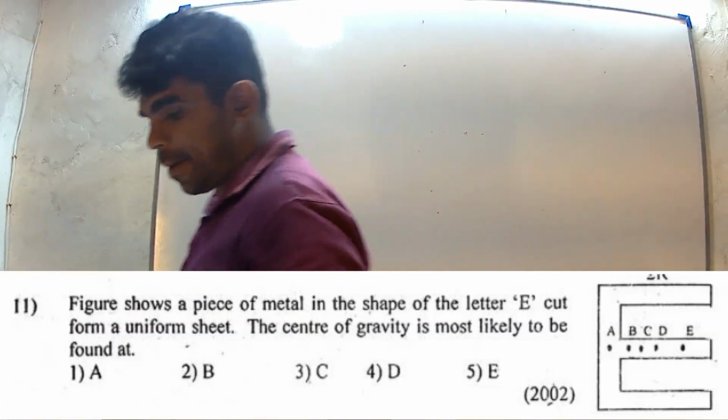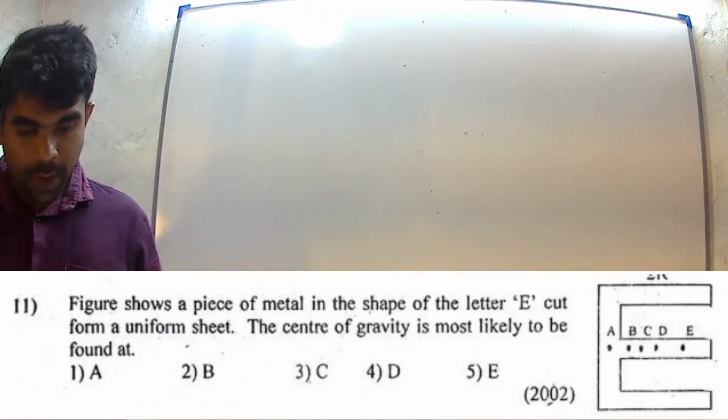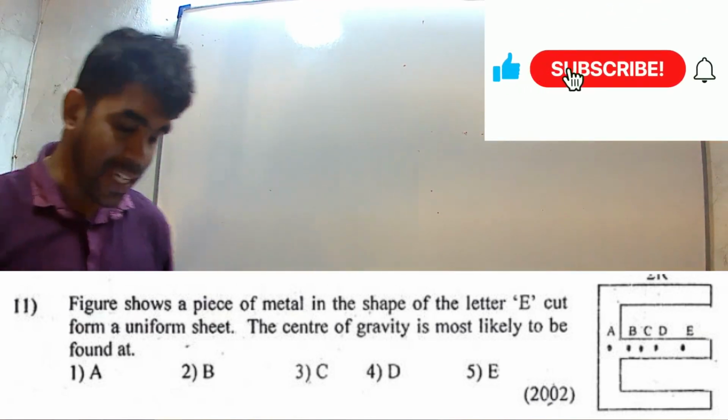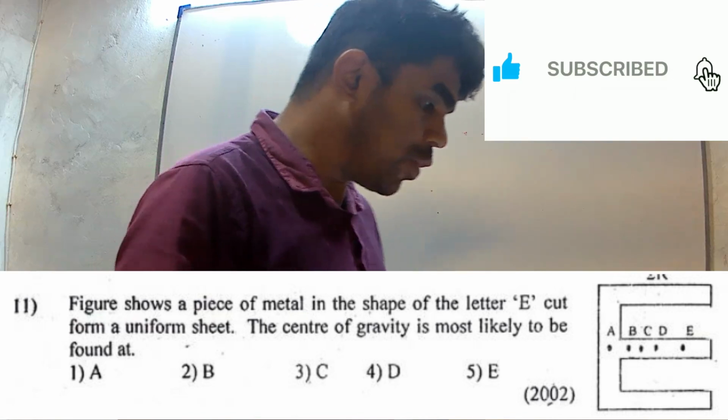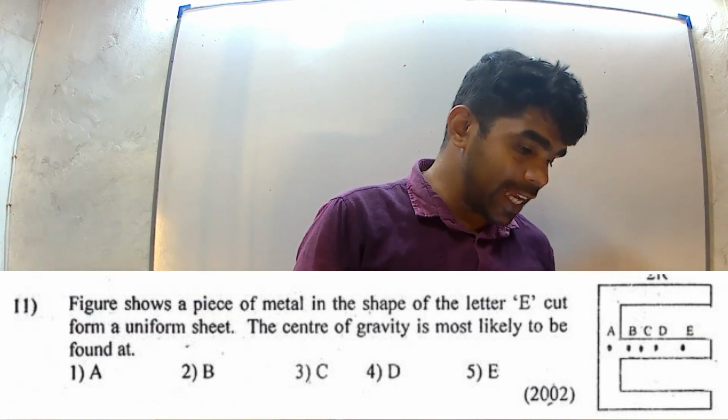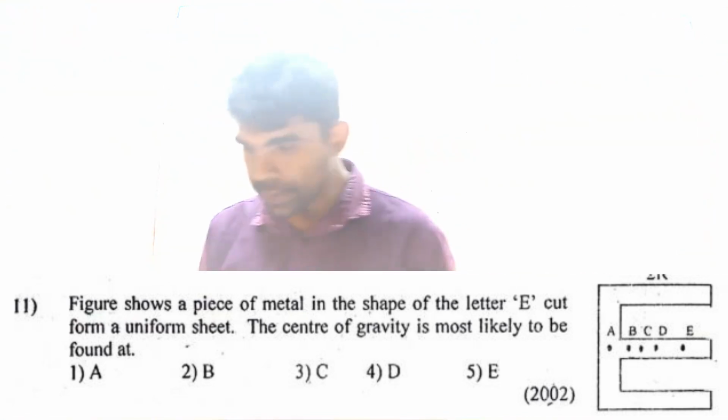Question number 11. Figure shows a piece of metal in the shape of letter E cut from a uniform sheet. The center of gravity is most likely to be found at.